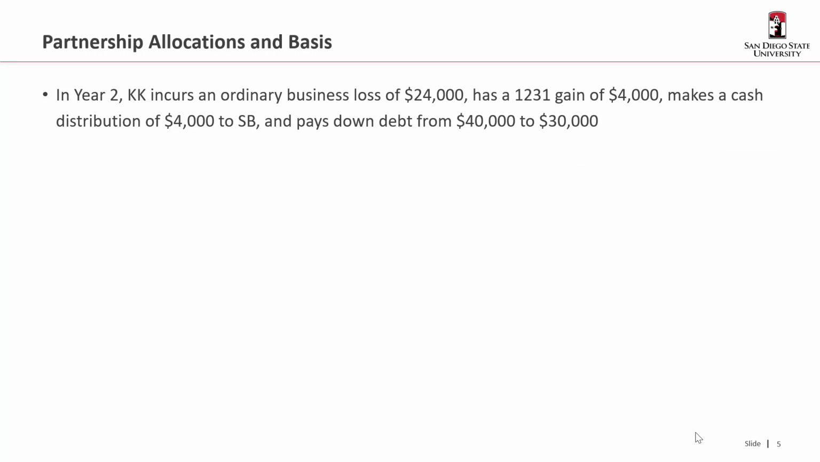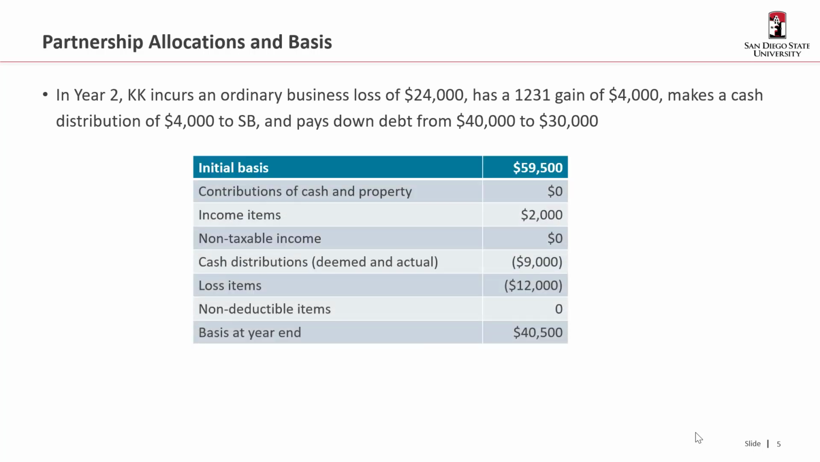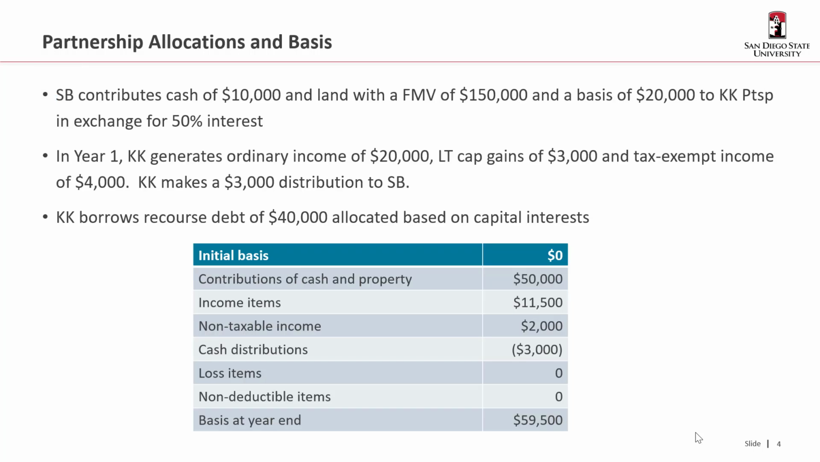In year two, the Krusty Krab incurs an ordinary business loss of $24,000, has a 12/31 gain of $4,000, and makes a cash distribution of $4,000 to SpongeBob, and it also pays down its debt from $40,000 to $30,000. Okay, let's track these items through basis. So recall that our initial basis is $59,500 at the beginning of the year. That's what it was at the end of the year.